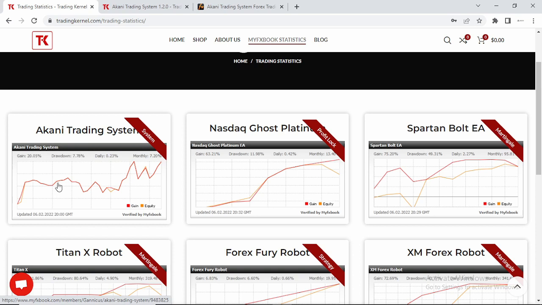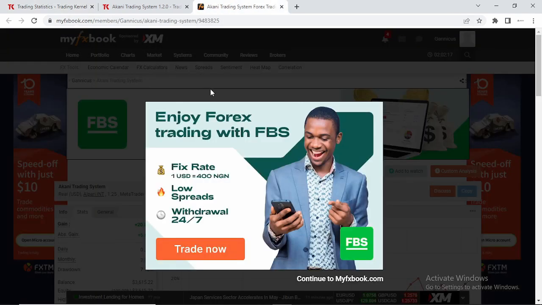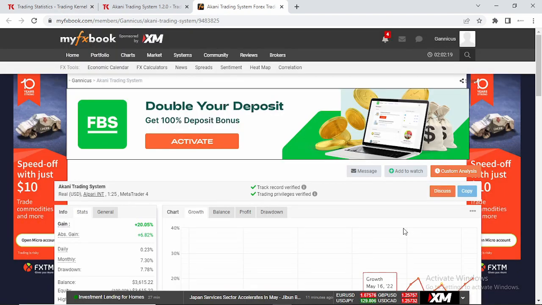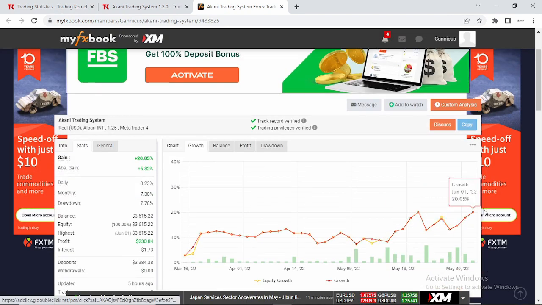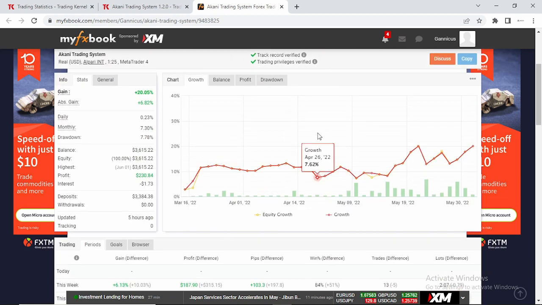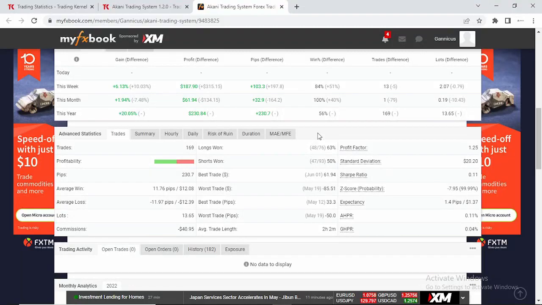Now we were using the version 1, and then sometime we migrated to the version 1.2. So what you're seeing here on MYFXBOOK is currently a mixture of the version 1 and the version 1.2. You can see here we are currently at a new high. I don't think we've gotten to this high before. Yeah, this is 20.5%. You can see this is a real account here, and I'm going to be showing you guys this on our terminal shortly.